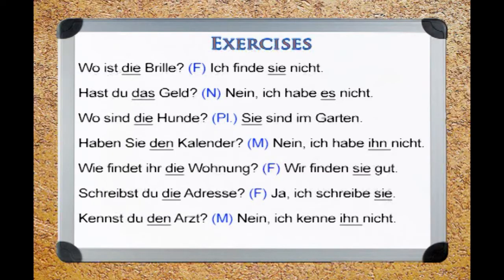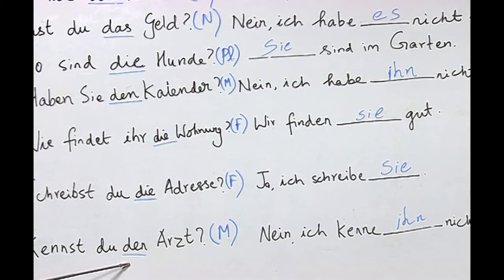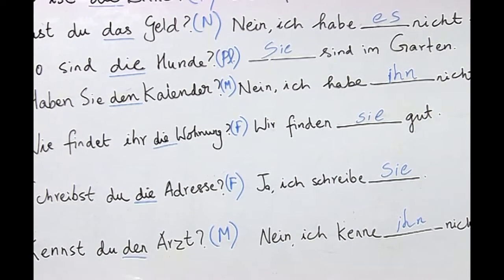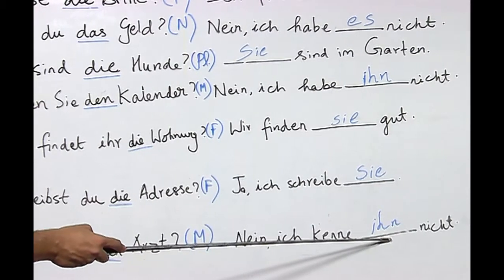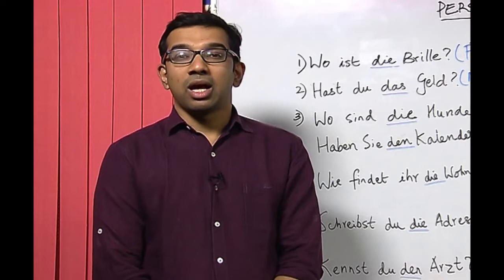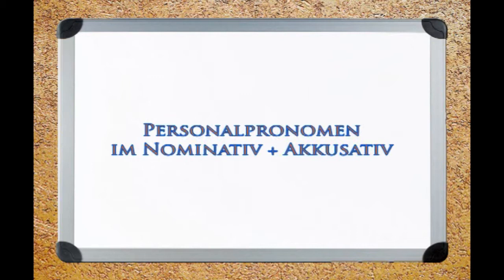Kennst du den Arzt? Nein, ich kenne ihn nicht. This word would be new to you. The word Arzt means doctor. Here the student correctly identified that the noun Arzt is in accusative and wrote the correct form of pronoun here in accusative, which is ihn. I hope with this exercise you were able to understand how nouns and pronouns change their form in respective cases in nominative and accusative. We would do some more exercises so that you can learn them better.